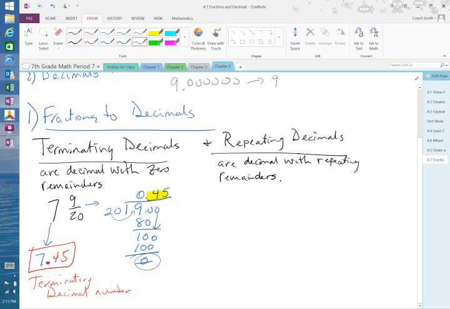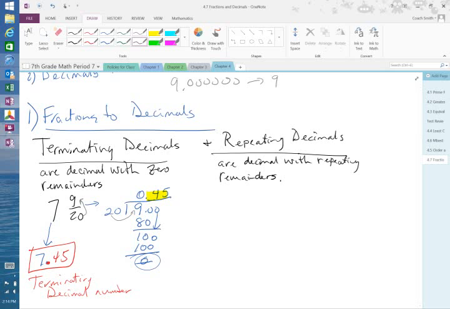I divided 20 into 9 right there. 20 goes into 9 4 times, be 80, remainder 10, bring down a 0. I divided 20 into 9. I divided the bottom number, the denominator, into the top number, the numerator.